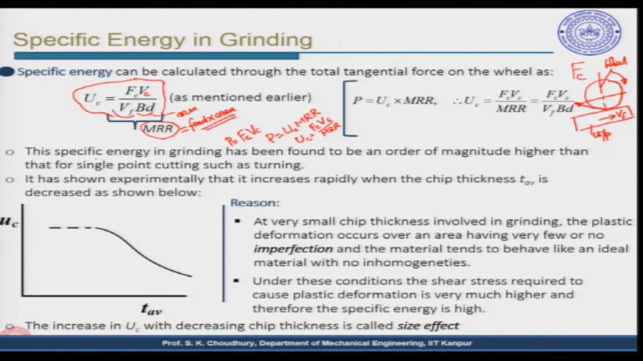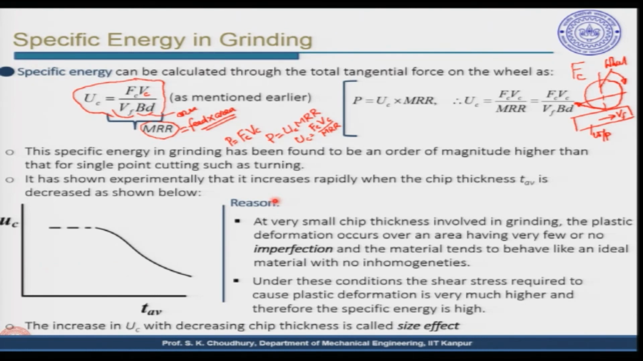Now, this specific energy in grinding has been found to be an order of magnitude higher than for single point cutting such as turning. It has been shown experimentally that Uc, the specific energy, increases as the uncut thickness t1, or the t1 average as we are saying, decreases. From the curve you can see that as the t average is decreasing, the Uc is becoming very high. And when it is increasing, the value of the Uc is low.